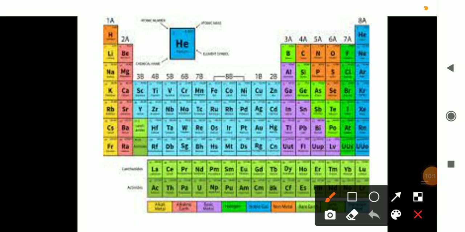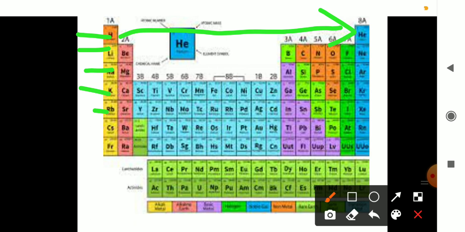Now look at the arrangement. This is the horizontal arrangement called period. Starting from left to right is called the horizontal arrangement and it is given the name period. How many periods are there in the periodic table? Let us count. 1, 2, 3, 4, 5, 6 and 7. There are 7 periods present in the modern periodic table.